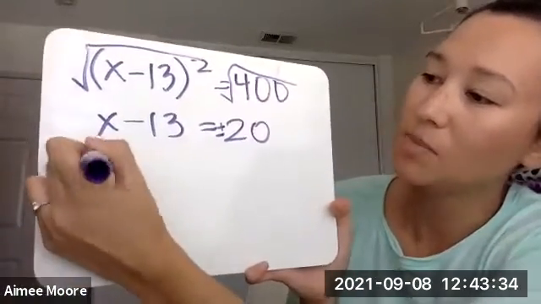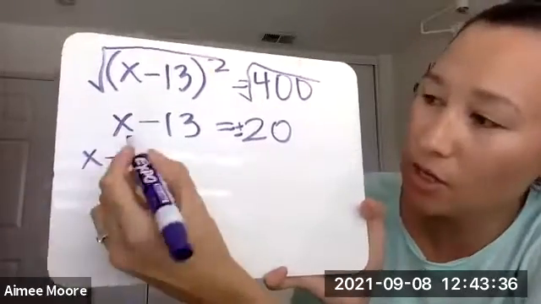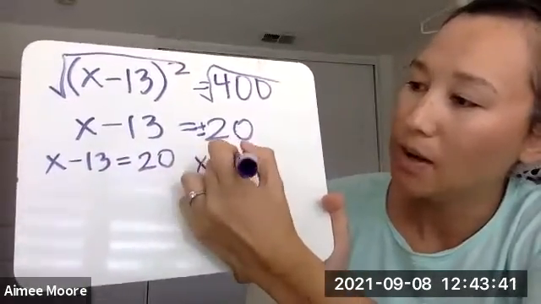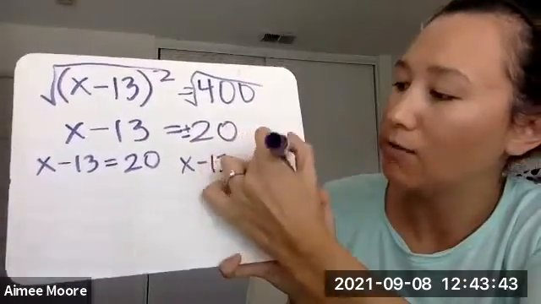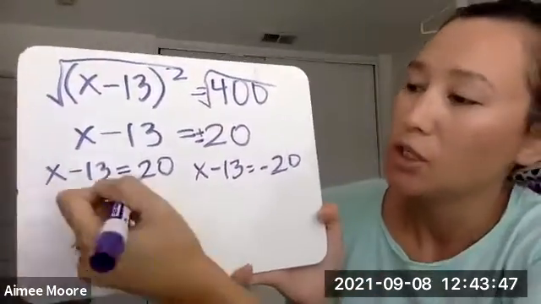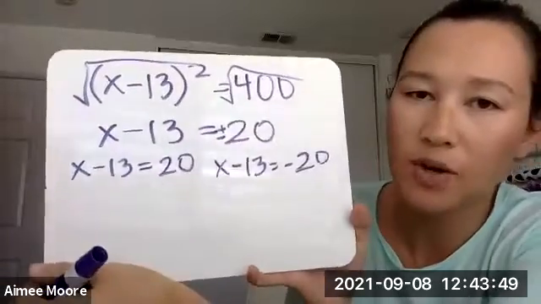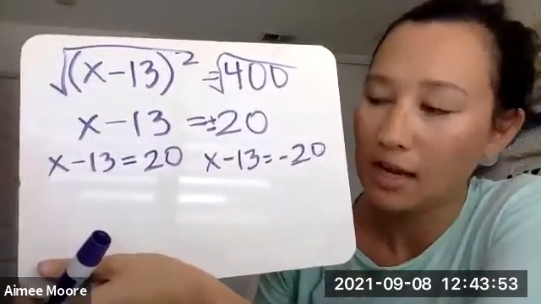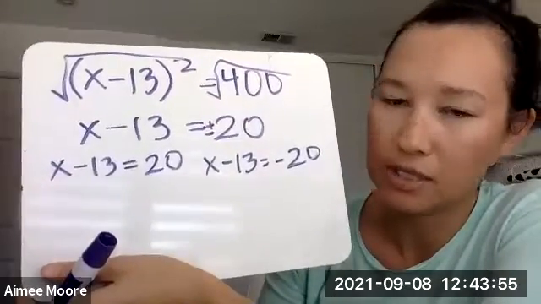So then we have x minus 13. We have to set up our two equations. x minus 13 equals positive 20, and then x minus 13 equals negative 20. Okay, so go ahead and solve those and then tell me what you guys get in the chat. Send me the values for x that you get when you solve those two equations.